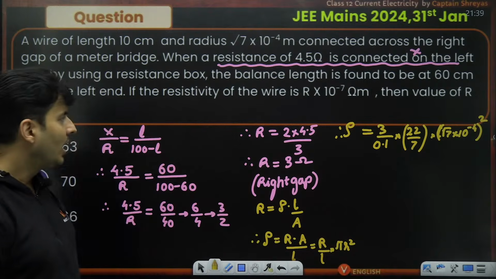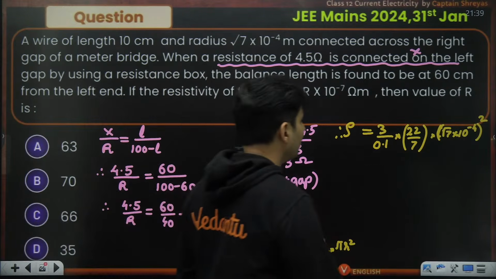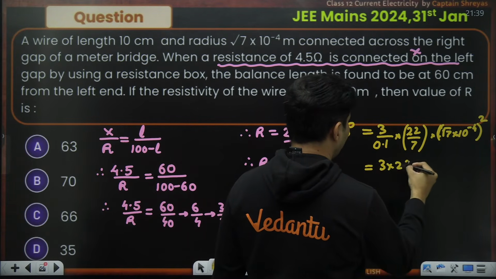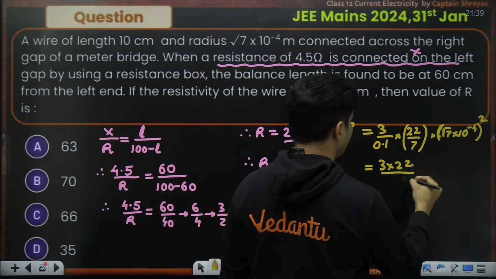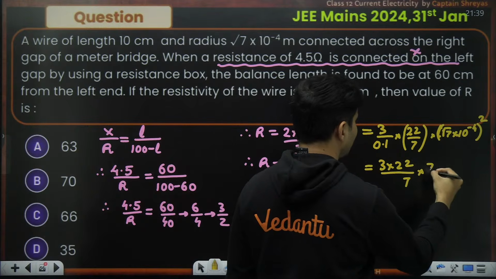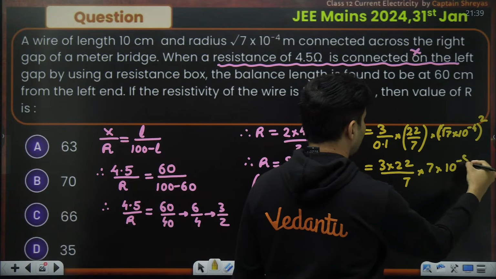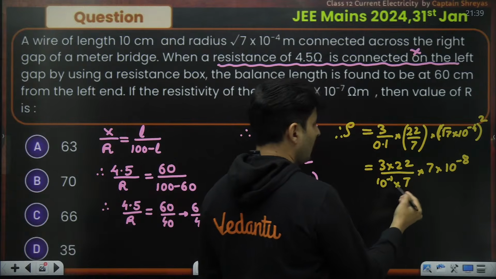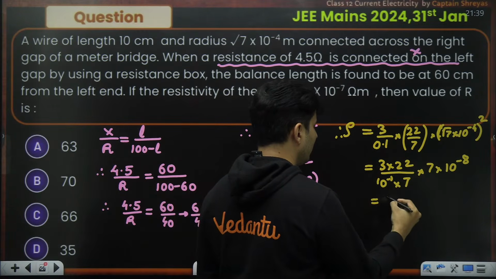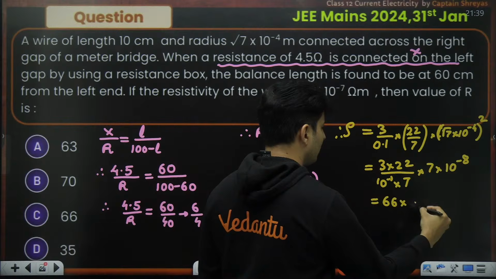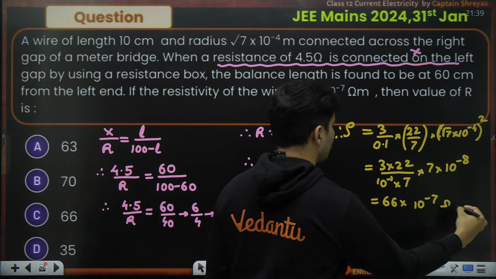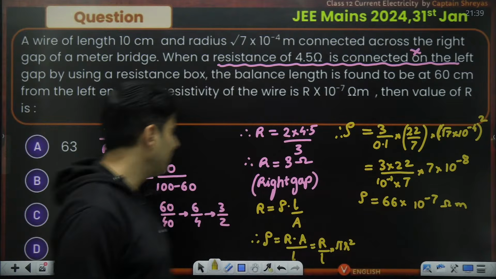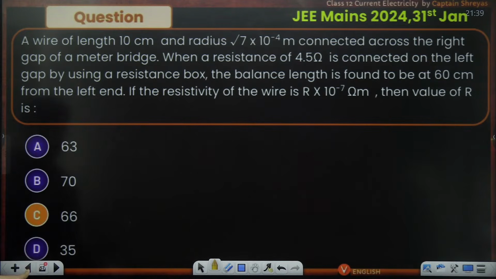Okay. So how much will it come out to be? Let's see. So this will be 3 multiplied by 22 and this 7 is there. Root 7 square will be 7. This will become 10 to the power minus 8 and this 0.1 will make it 10 to the power minus 1. So 7 cancels. 22 into 3 is 66 into this will become 10 to the power minus 7. This is ohm meter, that is resistivity. So 66 into 10 to the power minus 7. So answer is 66. Yep, perfectly fine.